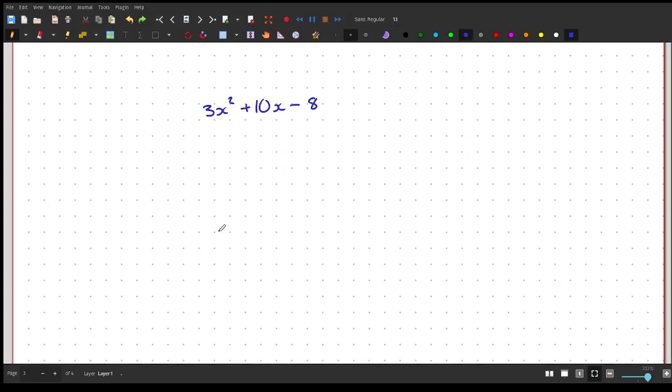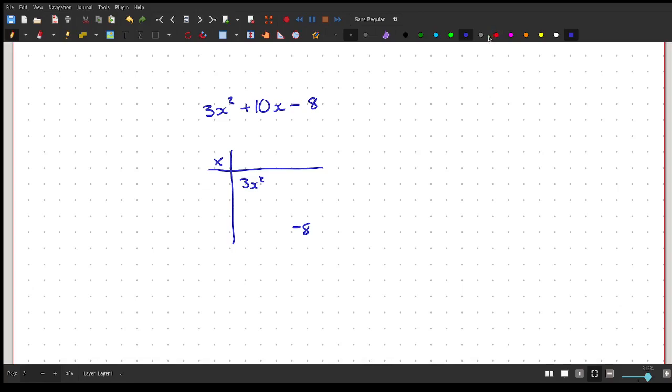Okay, let's look at this one. This is the non-monic case. Monic means the first coefficient is 1, like mono for 1. In this case, the first coefficient is 3. So for this, we need to use the reverse grid method. We start drawing a grid, it's a multiplication grid, and we put our first term in the top left and our last term in the bottom right, and the question is what goes here and here.